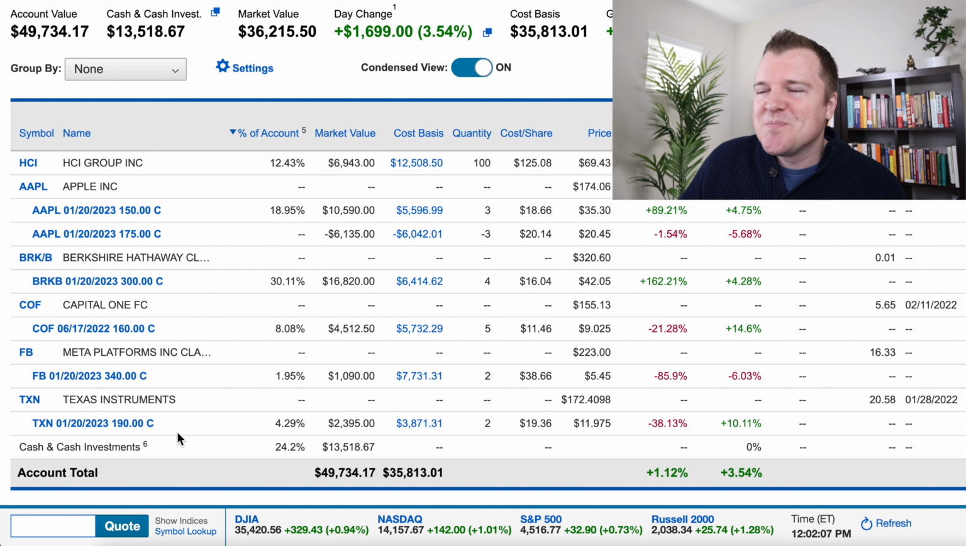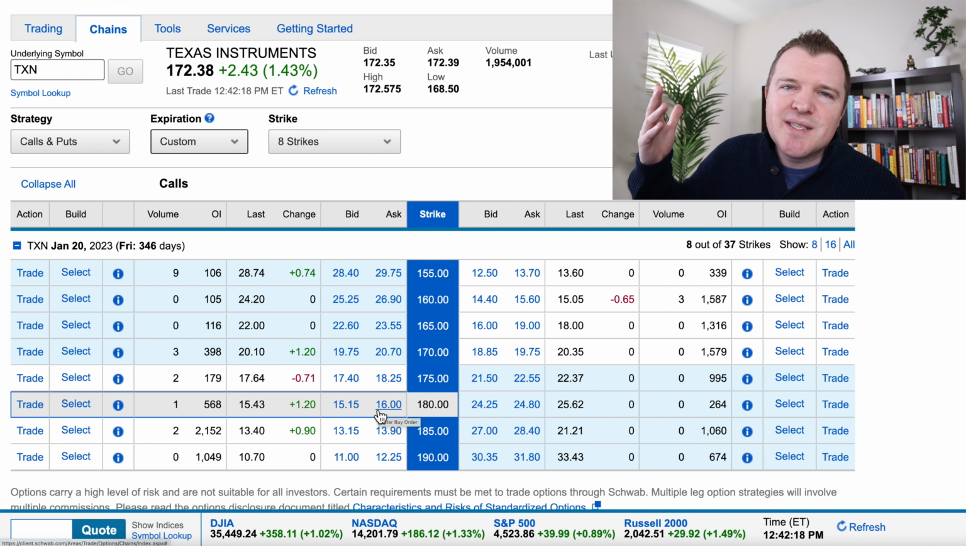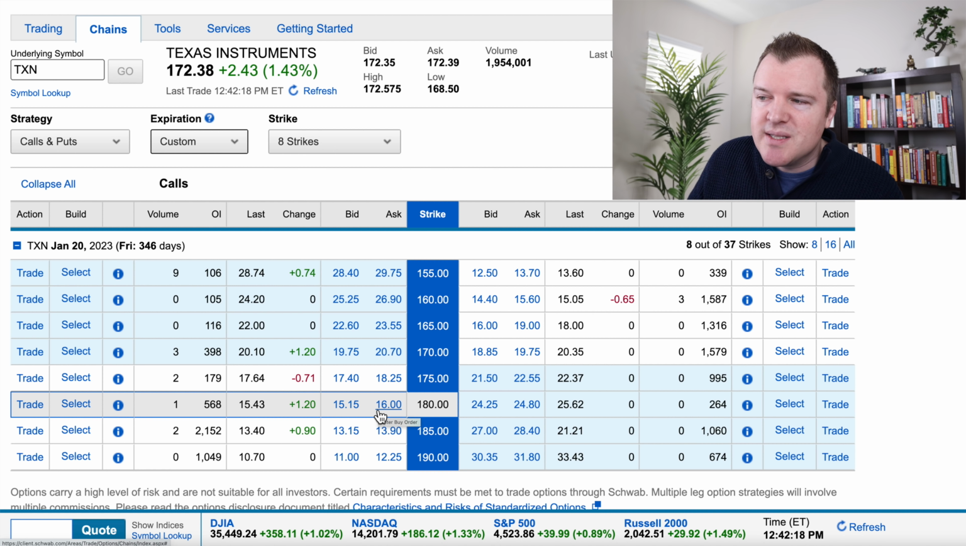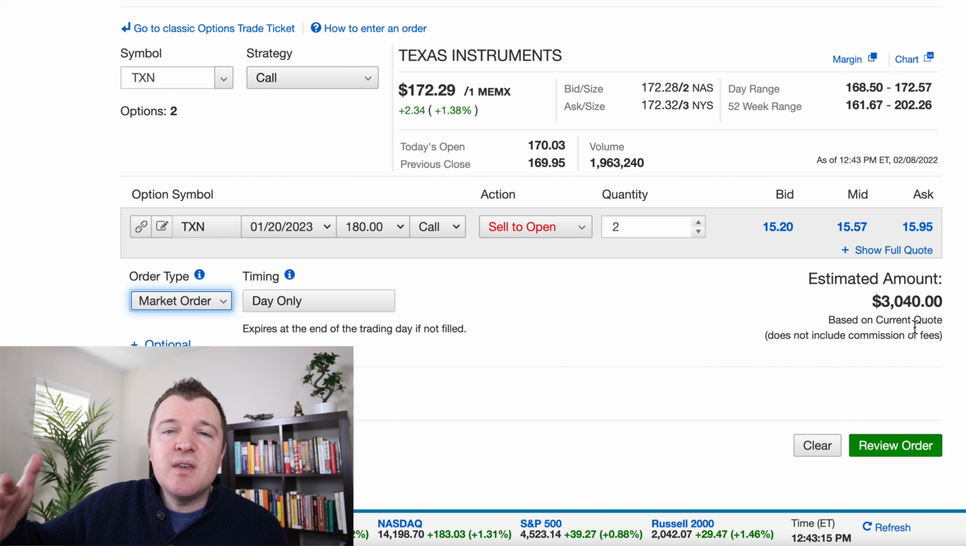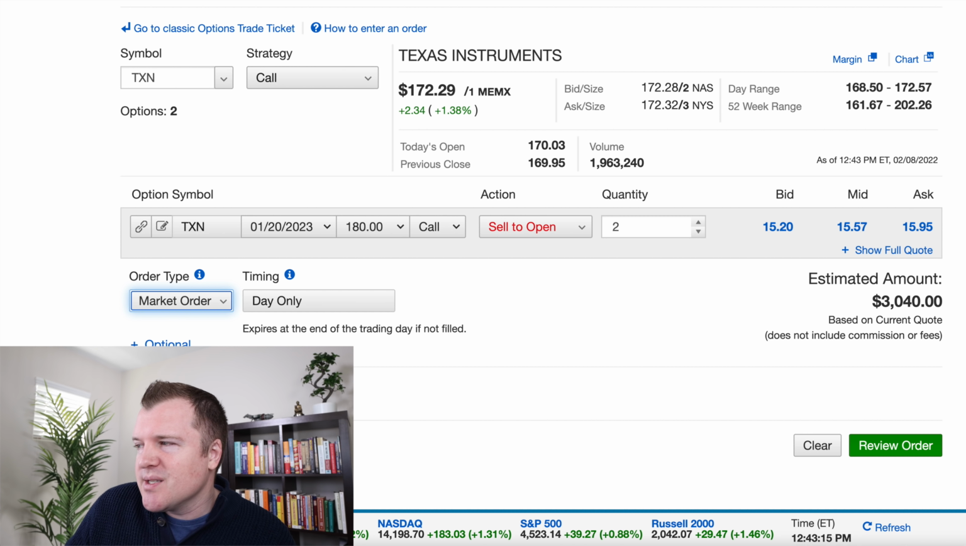I'm going to sell with a strike of 180 because I don't think Texas Instruments over the next 2 or 3 months is going to get back above 180. So I'm going to be selling these calls. So let's go ahead and select 2 of these. So I'm going to be selling to open quantity 2 with a strike of 180 for January of 2023. I am going to be receiving a credit today of $3,040. Let's go ahead and review and execute.